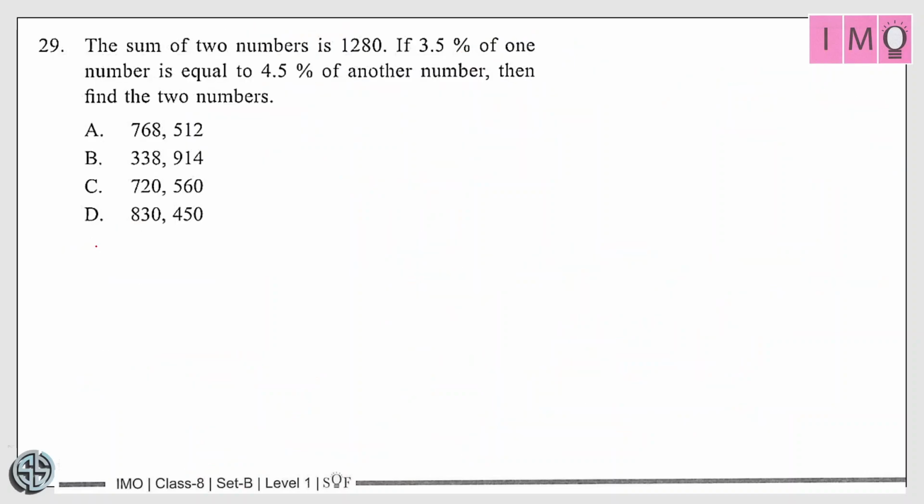Okay, let's move to the next question. Here the sum of two numbers is 1280. If 3.5% of one number is equal to 4.5% of the other number, then find the two numbers, right? So you can start with that: let one number be x, so the other number will definitely be 1280 minus x.